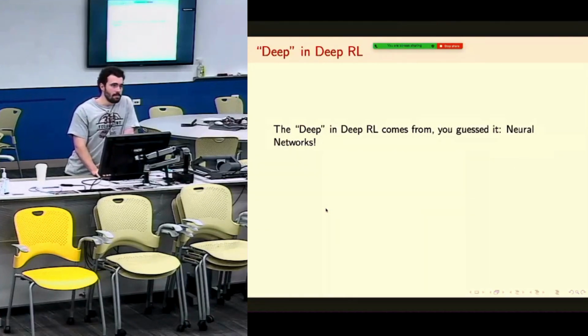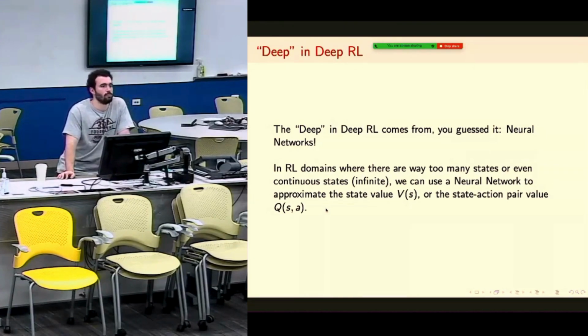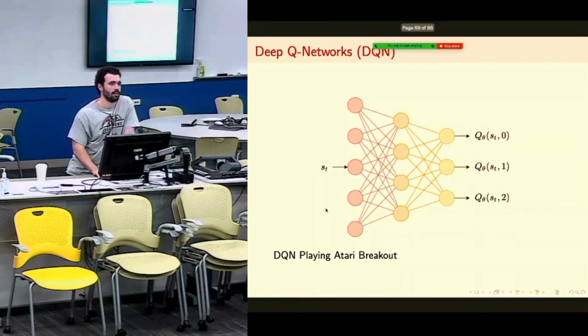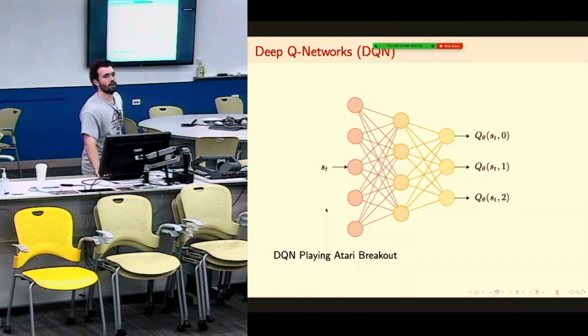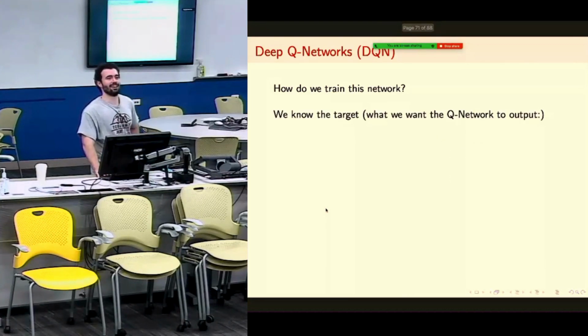So the deep in Deep RL comes from, you guessed it, neural networks, where when there's way too many states or even continuous states, you can actually use a neural network to approximate the state value, V of S, and the state action pair value, Q of S, A. So you just have a neural network that takes an S and A and outputs a number, and then you can just train it just like you could normally. So you could train it with Deep Q Networks, which is a paper by Google DeepMind a few years ago. It's weird how far the field has come since the last time I gave this presentation.